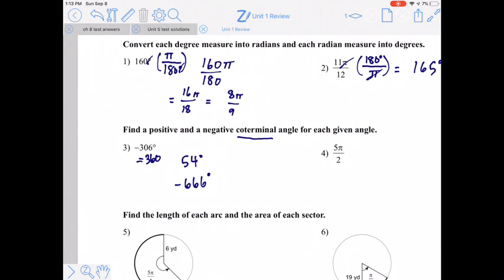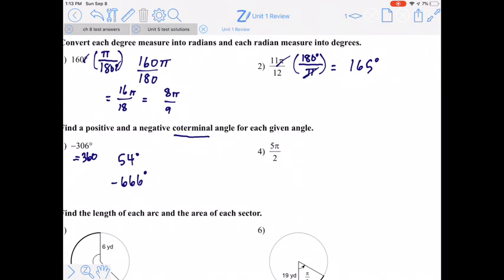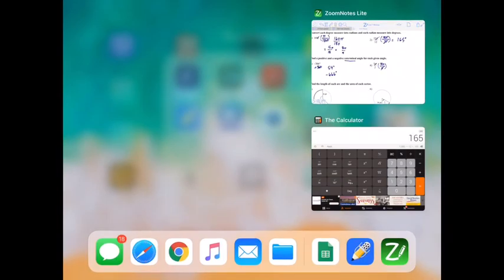Now, for question 4, it's the same idea. Now it's in radians rather than degrees. So one way you could do this is you can convert this into degrees, like we did on question 2, multiply it by 180 over pi, and then 5 times 180 divided by 2 would be 450.